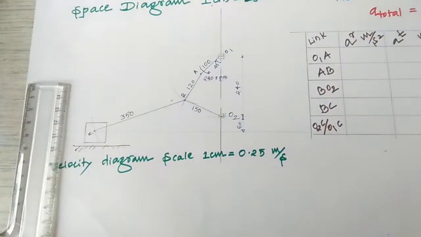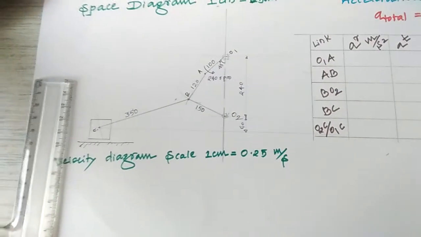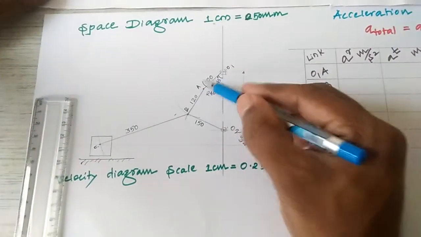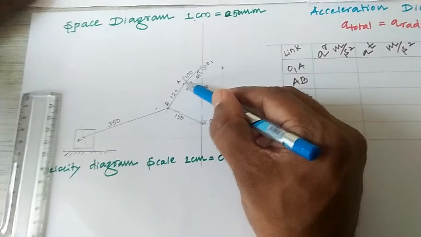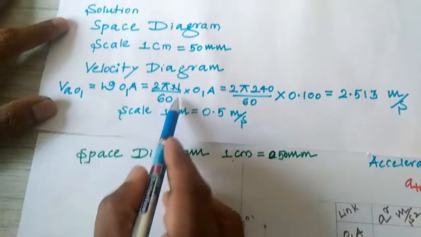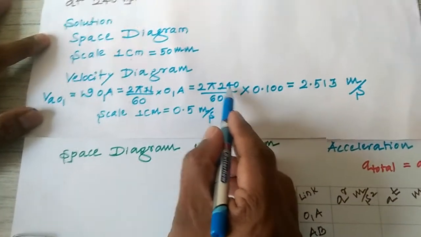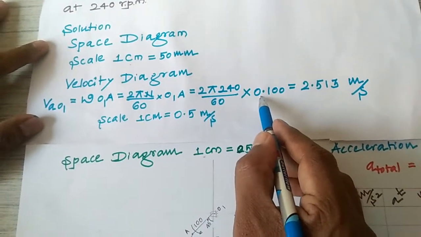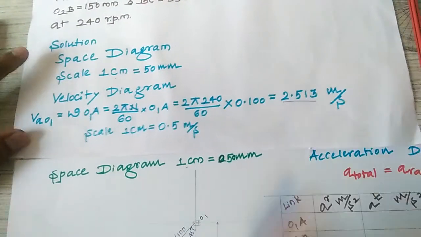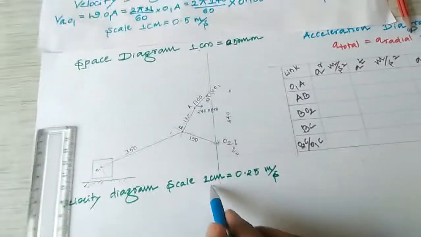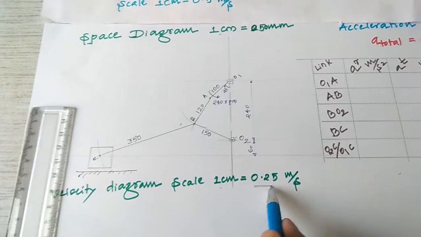Then I'll go to the velocity diagram. For the velocity diagram, you need at least one velocity whose magnitude and direction are clearly known. We can get it for A. Velocity of A with respect to O1, you get as complete magnitude and direction, because omega is given through N. You put 240, and the length of O1A is 100 mm, which you have to convert to meters. It comes as 2.513. Then I will take a scale of 1 centimeter equal to 0.25 meter per second for the velocity.